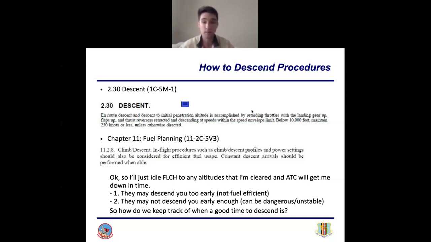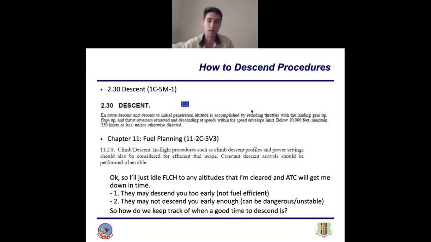Or two, they might not be descending you early enough, and then you've got a dangerous or unstable approach because you're being slam dunked. I think most of us who have been in the C-5 have seen that before, especially at Rota or other places where they're slow to descend you. If you have good SA on, hey, I should have descended 10 miles ago, let me bug ATC about trying to get a descent now. You being on top of that instead of just being at their mercy might help you not have to go around or do a 360 or ask for extra vectors.